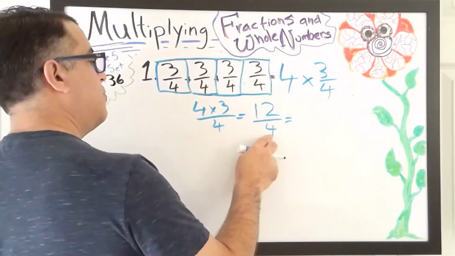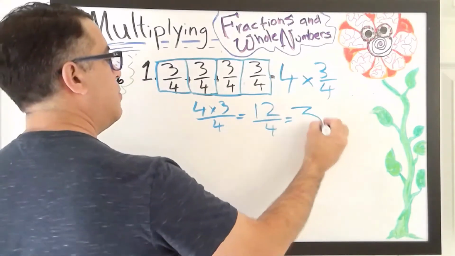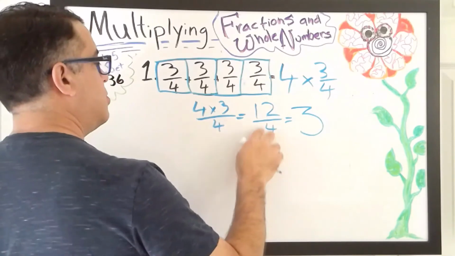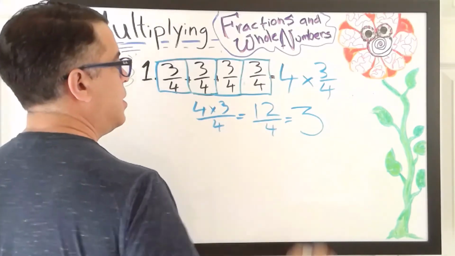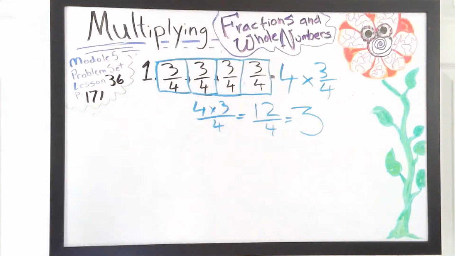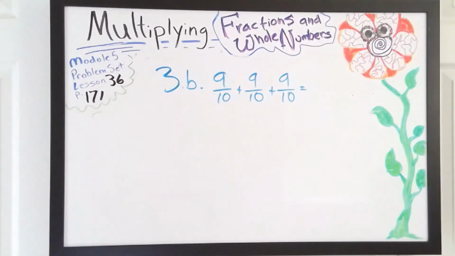How many sets of 4 are there in 12? There are 3 whole numbers there, 4/4. There are 3 sets of 4/4 there. That is your whole number. Do number 2 the same way. Let's go to the next one.